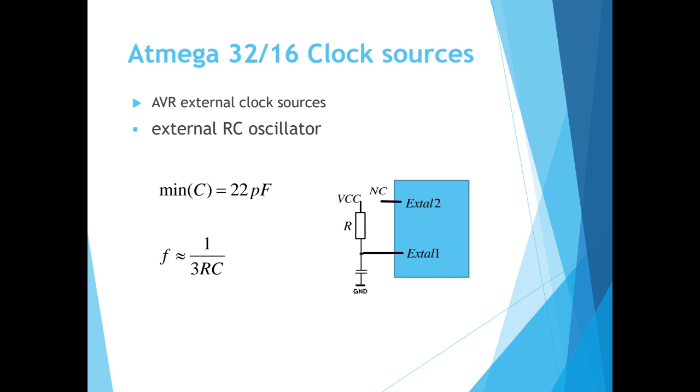Okay, now we can have different values for R and C, but the minimum value of C should be equal to 22 picofarad. Then the frequency of this external clock source will not be limited, and it is somehow equal to 1/3RC, meaning that it's related to the values of R and C, but considering the minimum value for C, which is equal to 22 picofarad.